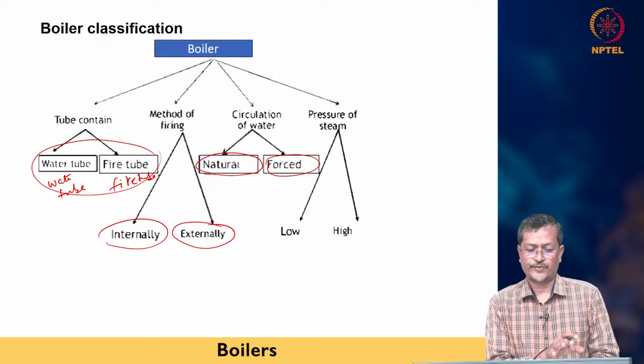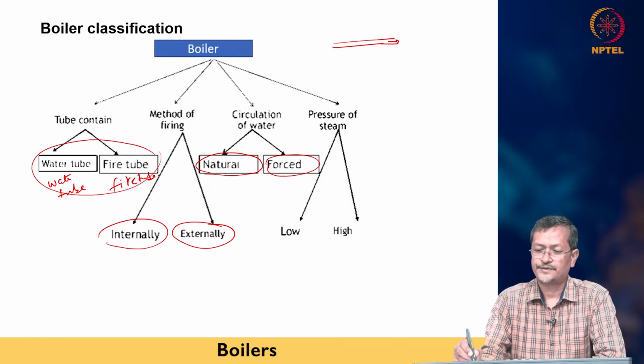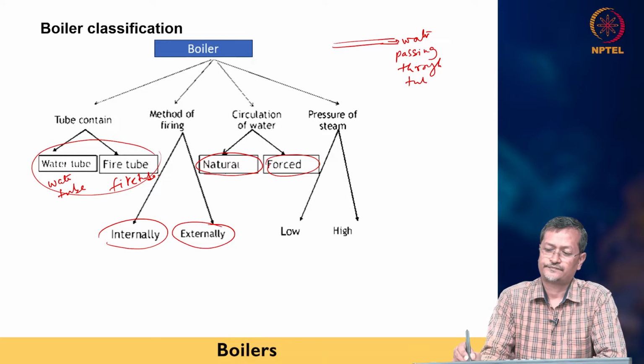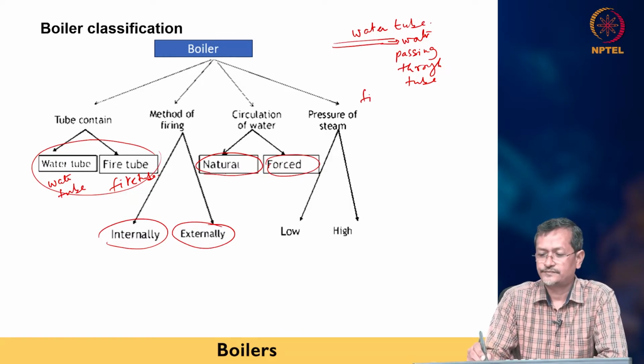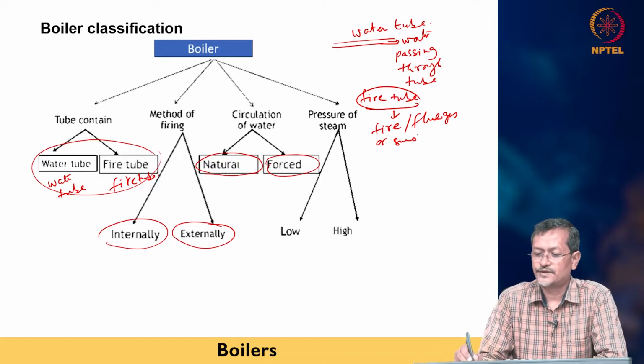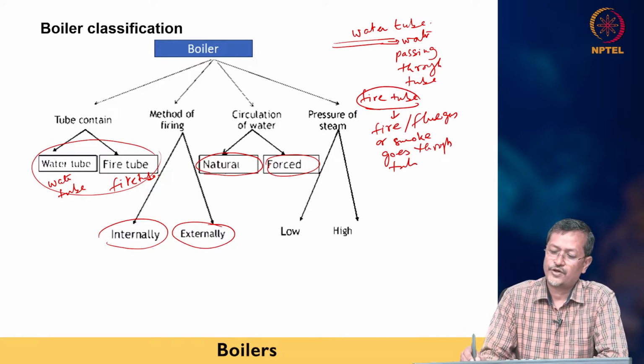So first, water tube and fire tube boilers. I have one system where water is passing through a tube. This is a water tube. And in a fire tube, fire or flue gas, or smoke, they say smoke tube also instead of fire tube, goes through the tube. So this is called a fire tube.